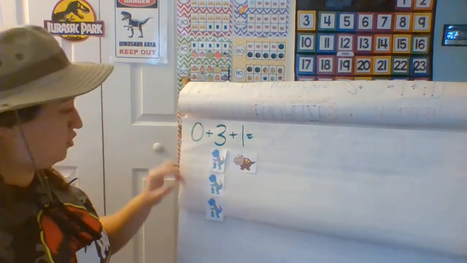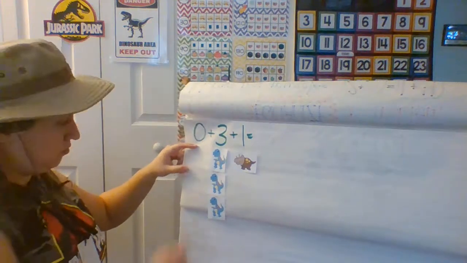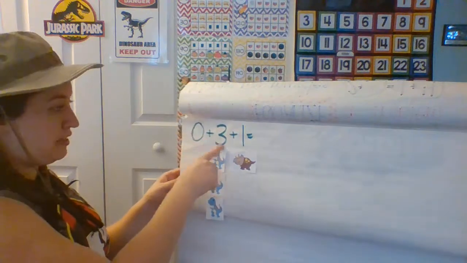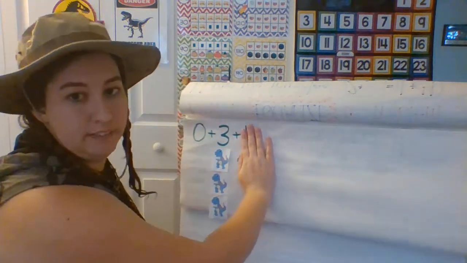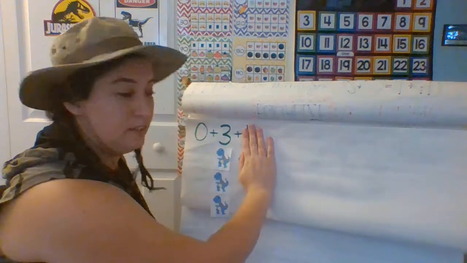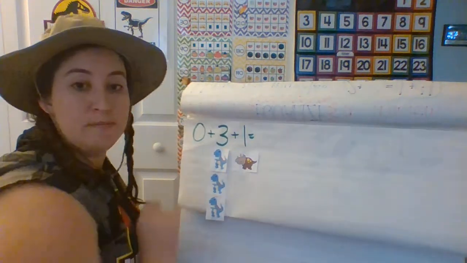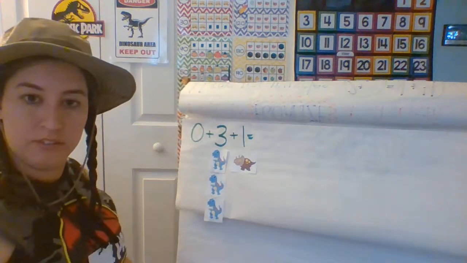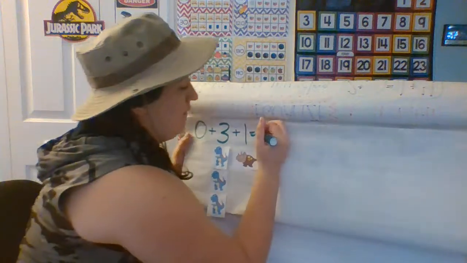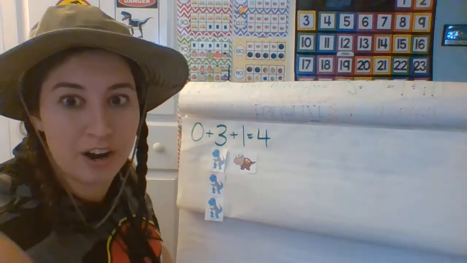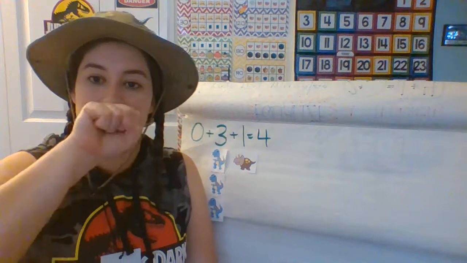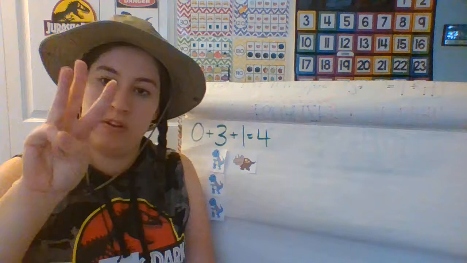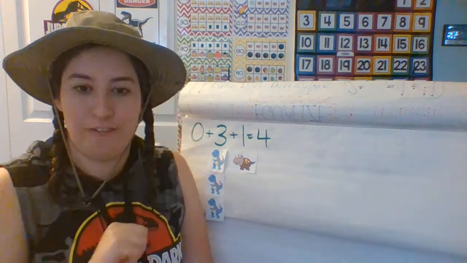So let's start with just our first two numbers. We have 0, right? Nothing. Plus 3. So how much do we have? Just 0 plus 3, not including this guy. We have 3, right? Now we're adding 1 more. So how much do we have now? What's 3 plus 1? 4. With our fingers, we have 0. We add 3. 1, 2, 3. We add 1 more. 1, making 4.